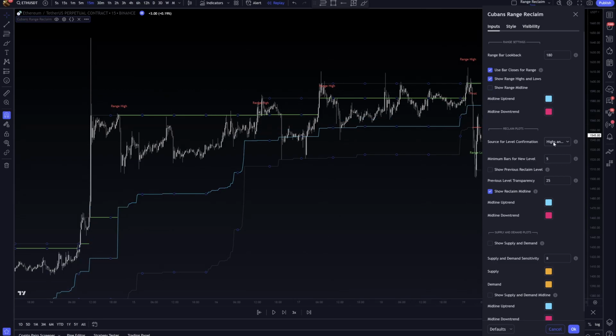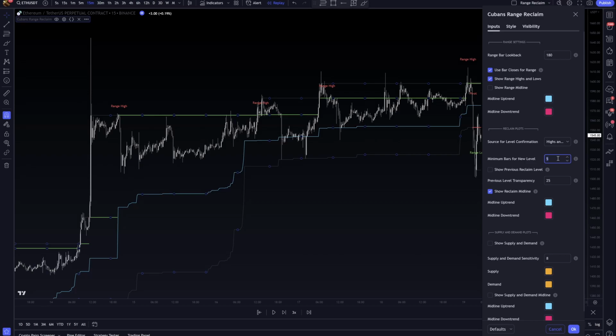The source for level confirmation, we have the close and then we have highs and lows. This is essentially how it determines whether or not a new level has been created. Does it need a sweep with a wick, or does it need a sweep with a close? I personally like to use highs and lows, and you'll find that if you untick it, use bar closes for range, and use highs and lows, you can actually get some quite accurate range high and range low prints during periods where there aren't these large wicks as well.